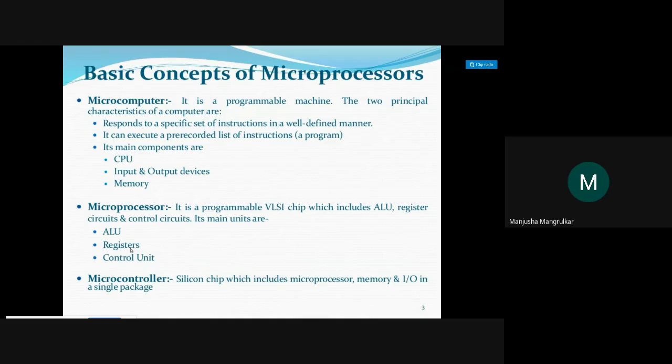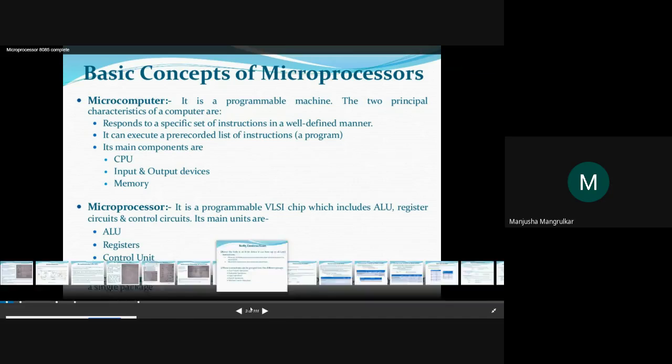A microcontroller is a silicon chip which includes the microprocessor, memory, and IO in a single package. Nowadays we are using Arduino. This is a microcontroller. It has a microprocessor, a small bit of memory, and input and output devices.